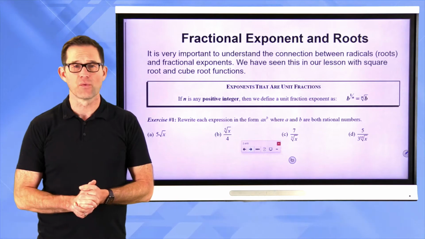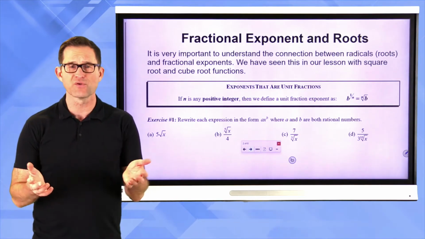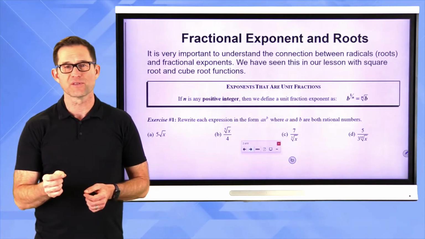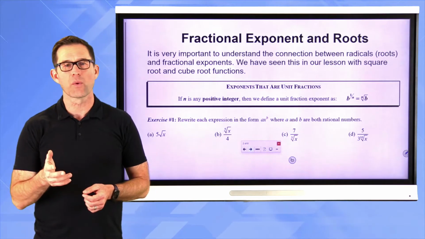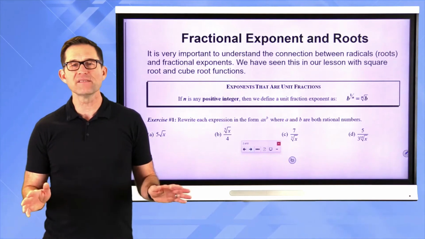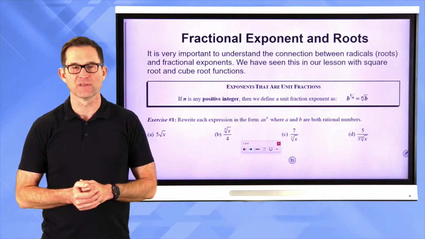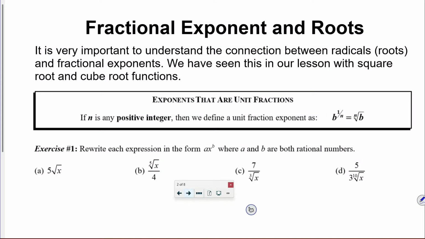Fractional exponents and roots. It's very important to understand the connection between radicals, also known as roots, and fractional exponents. We've seen this in our lesson with square root and cubed root functions. So let's review the most basic fractional exponent, exponents that are unit fractions. If n is any positive integer, then we define a unit fraction exponent as b raised to the 1 over n is equal to the nth root of b.